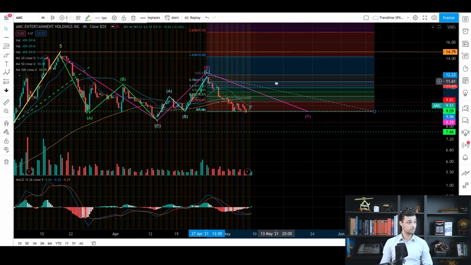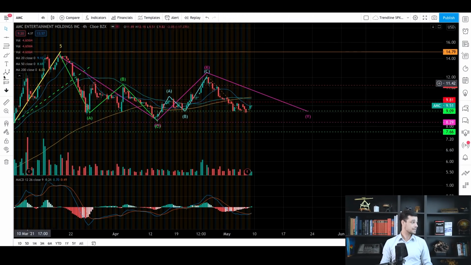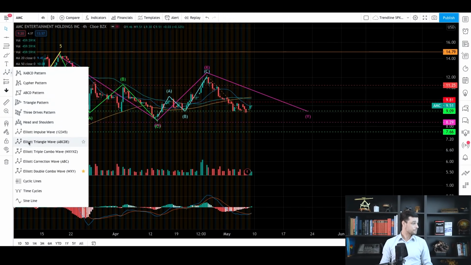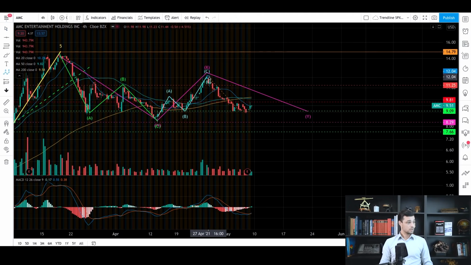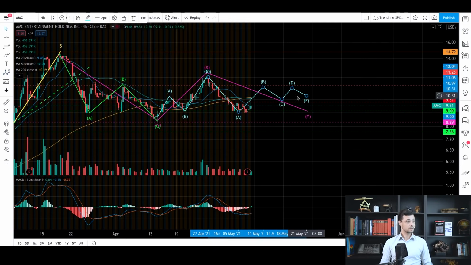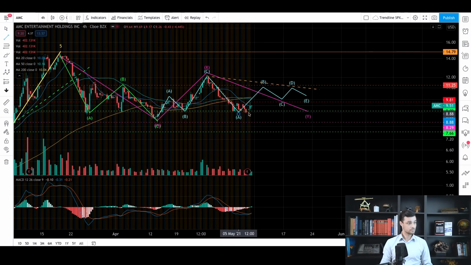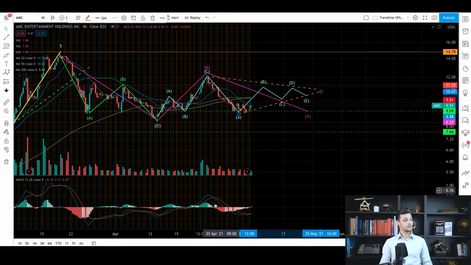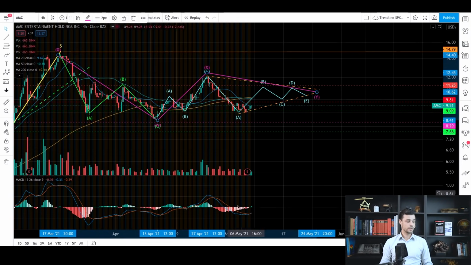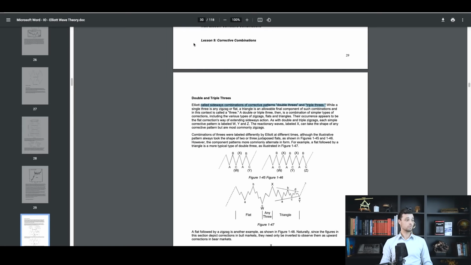And one more scenario that is also very likely, guys, is that we're having a triangle. And I'm going to show you why I think the triangle is actually the most likely scenario. So A, B, C, D, E. You know, we would have something like this. Okay? And this would be my Y wave. Let me show you why, guys.